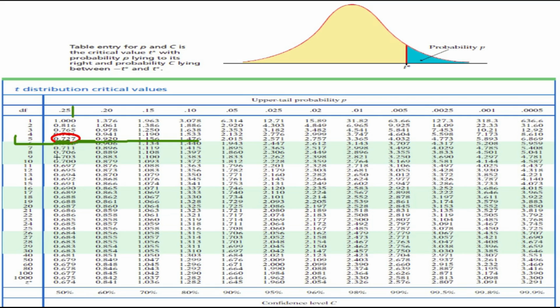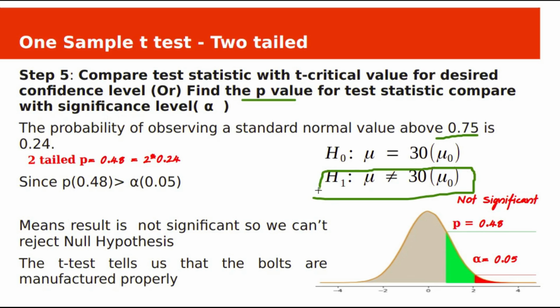If you calculate the exact probability value for this t-score with degrees of freedom 5 in Python, that would be 0.24. But here the test is a two-tail test, so multiply that 0.24 by 2, then you will get the two-tailed p-value, that is 0.48. You have to compare this p-value with alpha. Here the p-value 0.48 is greater than alpha 0.05, meaning this blue region is more than the critical region, so we cannot reject the null hypothesis, meaning results are not significant.